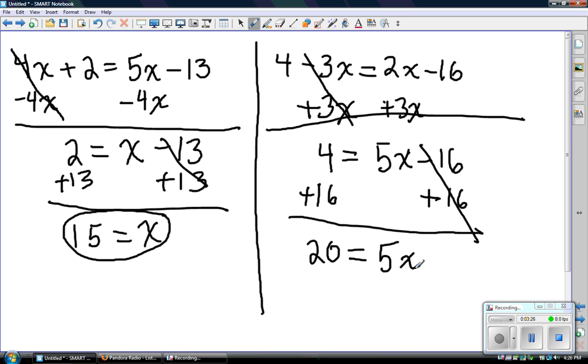So again, let's think opposite operations. 5 times x, what's the opposite of multiplying by 5? It would be dividing by 5 so that we can get x by itself. We divide the right-hand side by 5, and we also divide the left-hand side of the equation by 5. What we're left with is that x equals 20 divided by 5, which is 4.